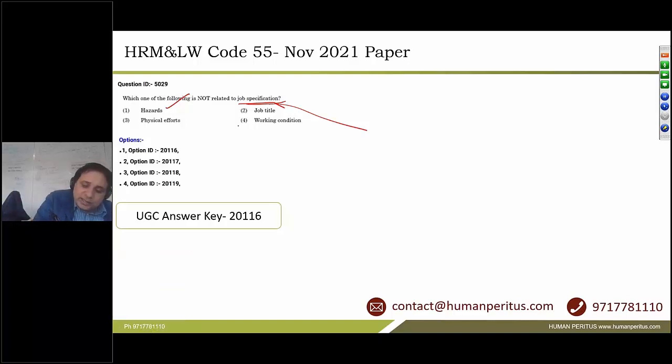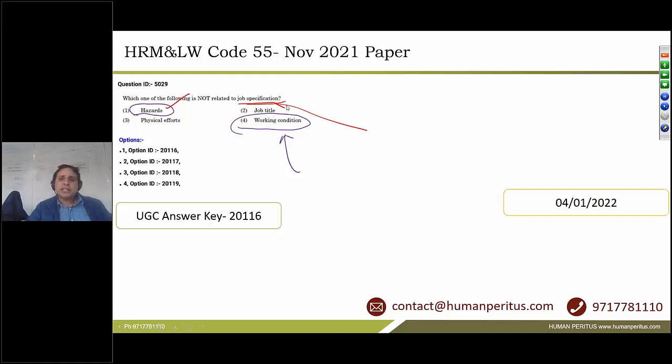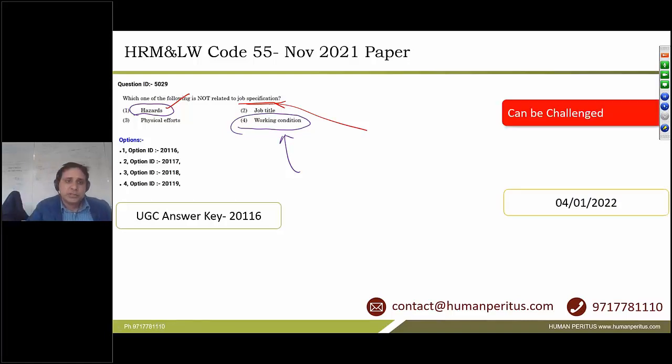But working condition can also never be part of job specification. They are usually part of job description. What we can tell you for sure is that working conditions are never part of job specification, because job specification is not about the job. It is about the person who is to be hired, like his capability, physical efforts, and whatever. Job title sometimes, yes, it can be part, yes and no. So the fourth option will definitely not be part of job specification. Hazards anyway, which is given, is also correct. So there are two correct choices for this one. You have to choose only one, and therefore our suggestion is that this question can be challenged.